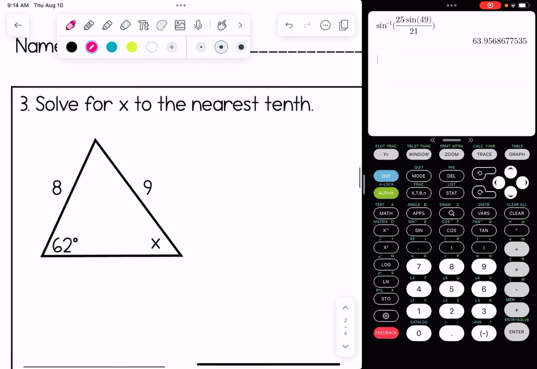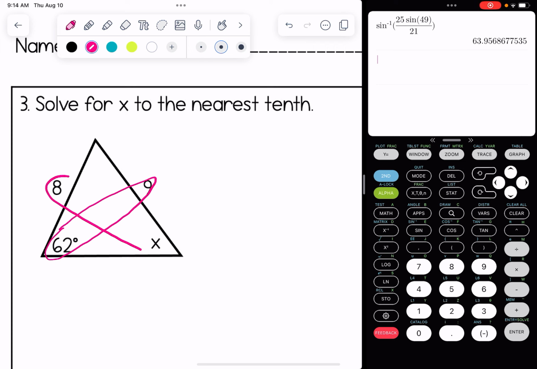All right, number three, we're solving for x to the nearest tenth. Notice in this picture there are no A's and B's and C's, but again, we don't need it. We want to just focus on sets of sides and angles that are opposite one another that we could work with. So I could use that the sine of x over 8, that's one set of opposites, is equal to the sine of 62 over 9.